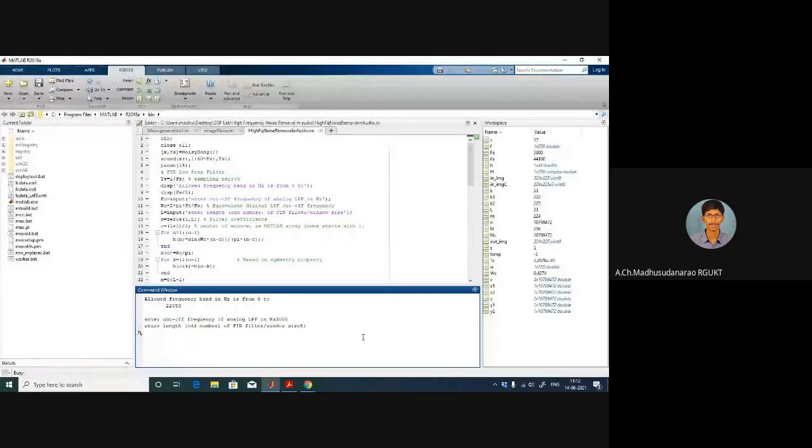I'm just doing the filtering operation. After that, we'll listen to the song once again, after filtering with the 3 kilohertz low pass filter.